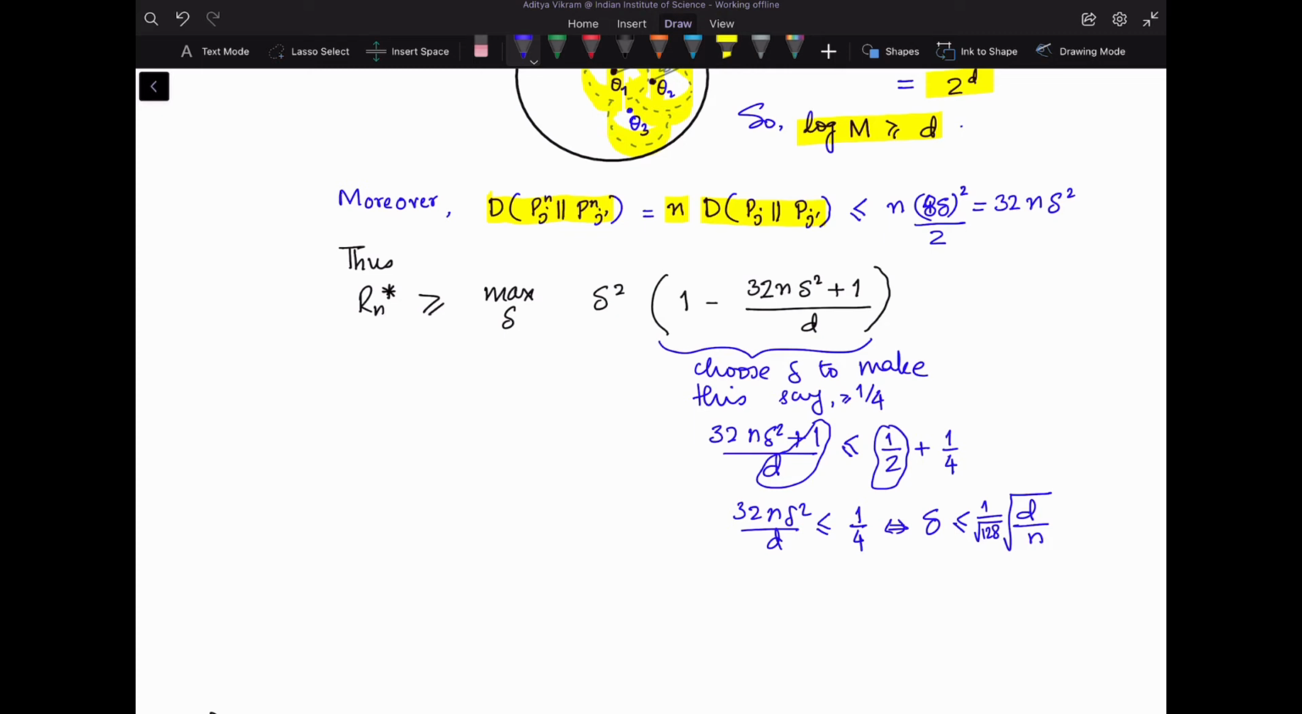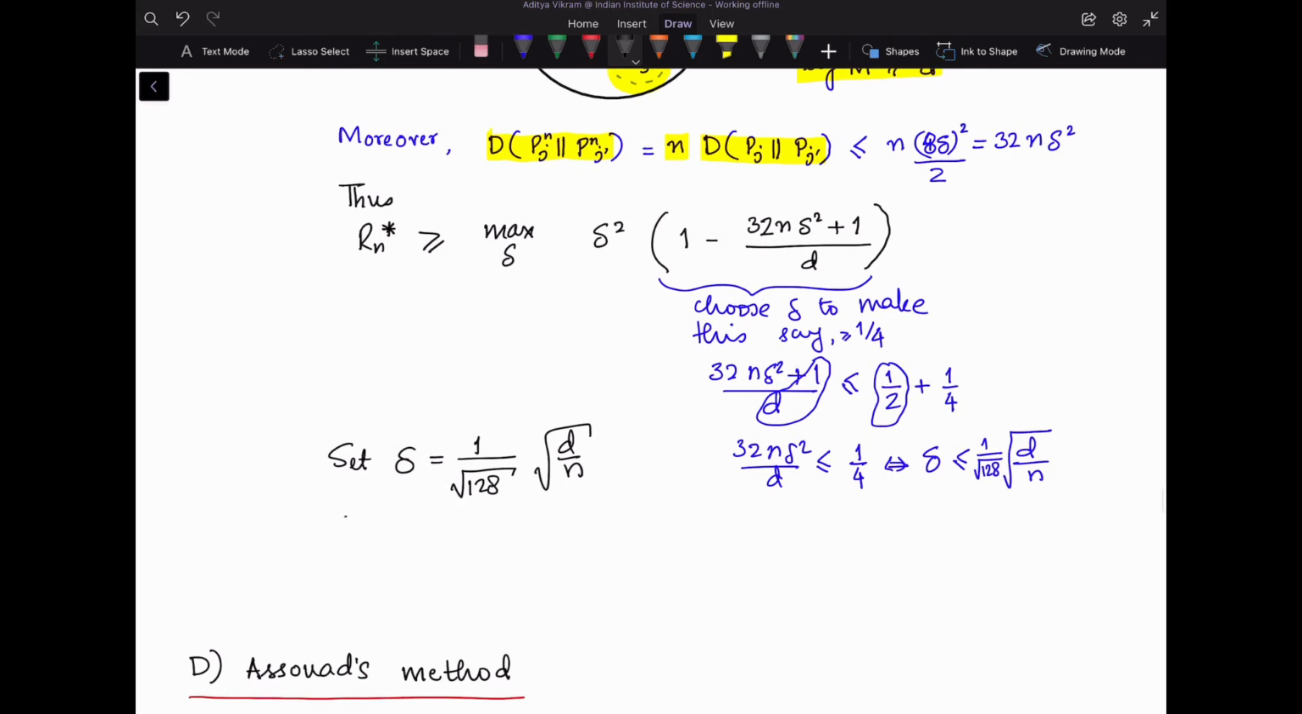Okay, right, so now substitute or set delta to be equal to this, okay, to get Rn star is at least, so we have this delta squared here, so we have 1 by 128 d by n into 1 by 4, so it's basically d by 128 into 4 n, and this is valid for any d greater than or equal to 2.